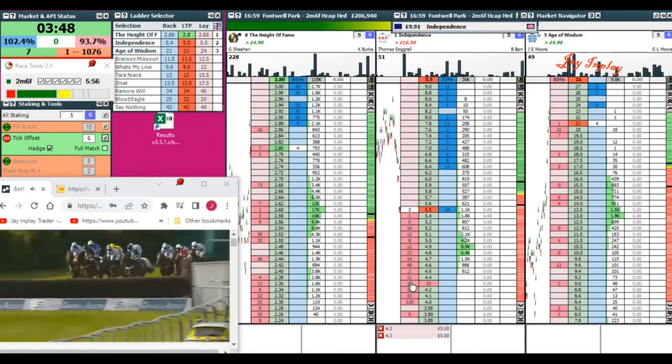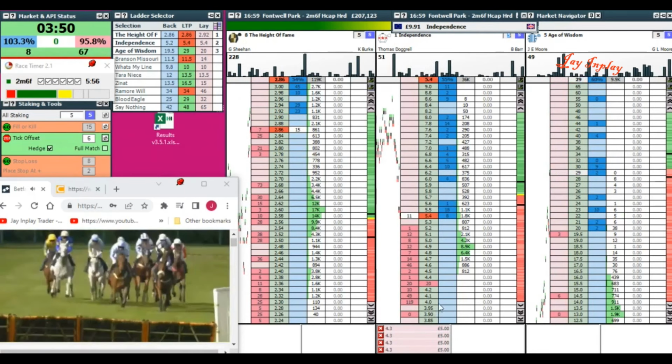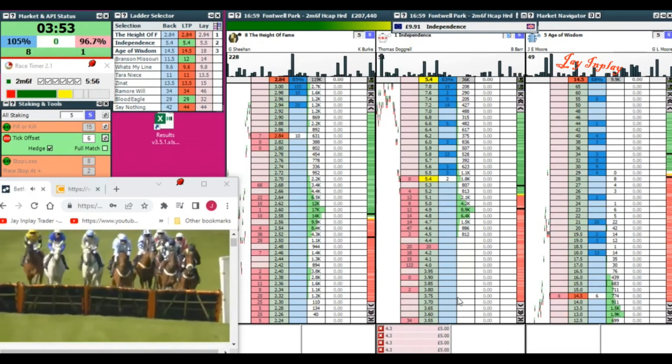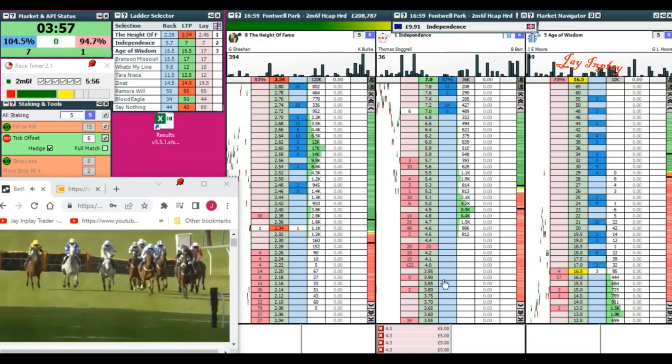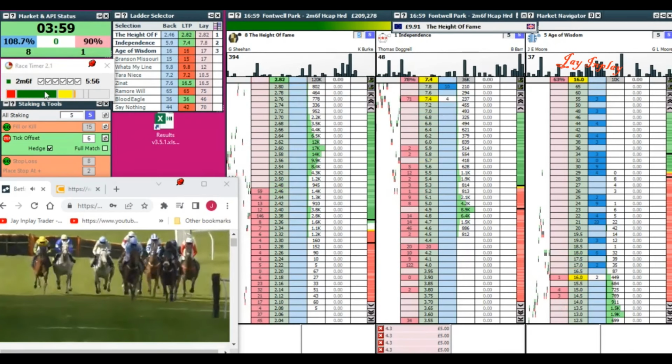In fourth place in white and green colours is Ramore Will. Then there's a few behind, just looking for a little bit of daylight. The market is above. There's money beneath me. All the horses in midfield, which is making it difficult for the likes of Independence to get out if it goes wrong, and there's plenty of them.